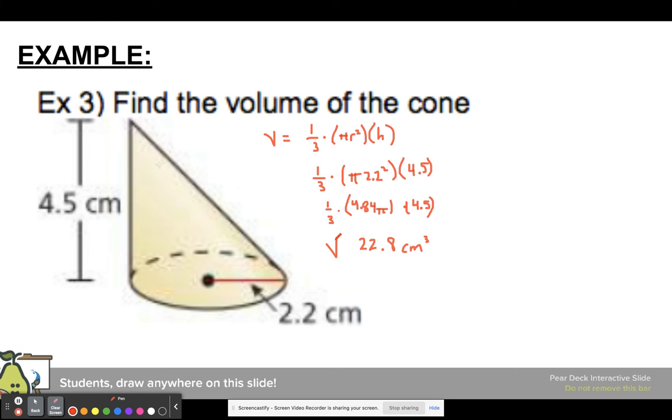So remember to be aware of when you're using cubed versus when you're using squared. And actually, I should have shown that with the squigglies since it's an approximation.